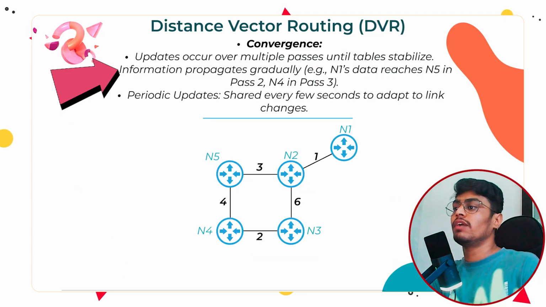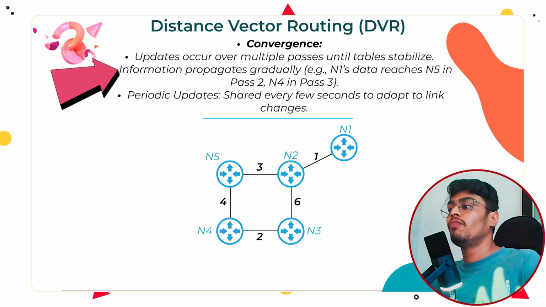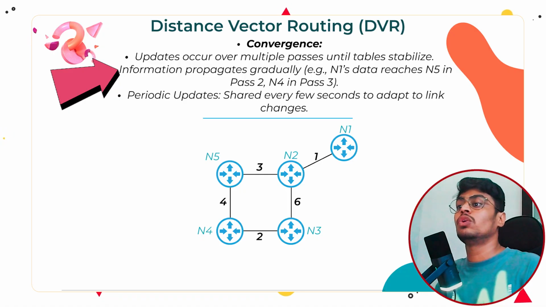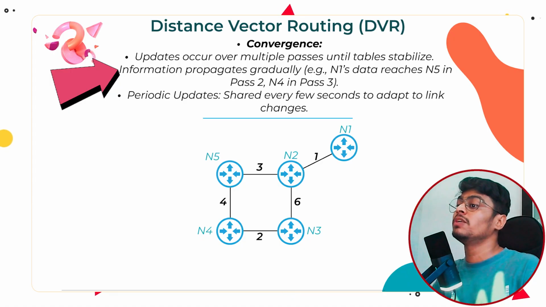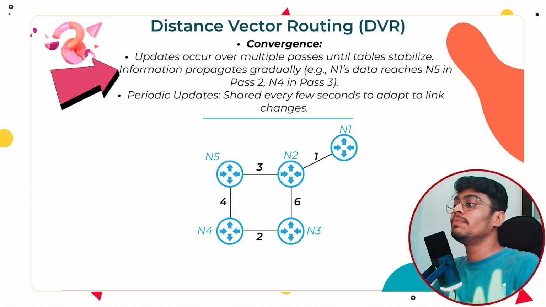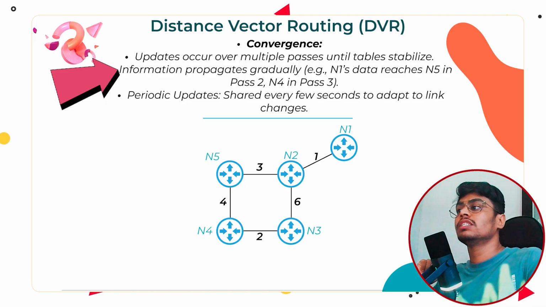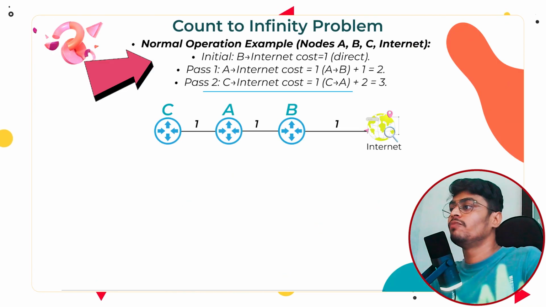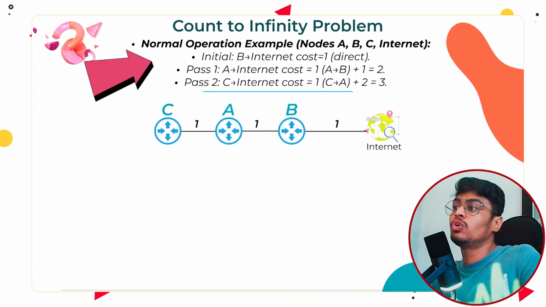The beauty of distance vector routing is that information propagates through the network gradually. In the first pass n1's information reaches n2, in the second pass it reaches n5, in the third pass n1's information reaches n4, and so on. These updates keep happening because changes can occur anytime in the network. Links may break. Now there is a problem in distance vector routing. What is the problem? The count to infinity problem. We have solved this in today's era, but there is a problem called the count to infinity problem.